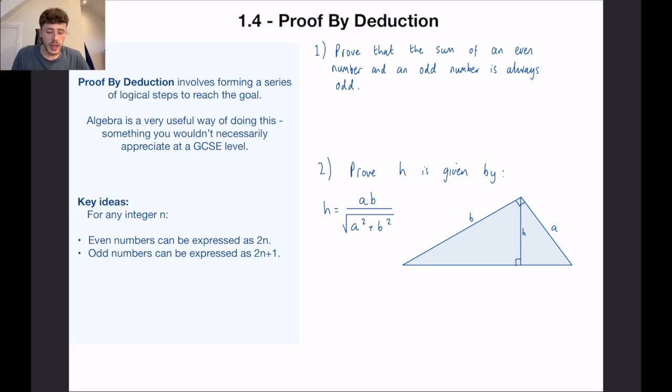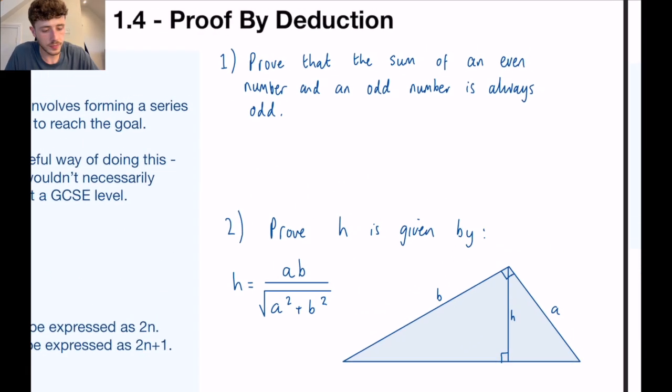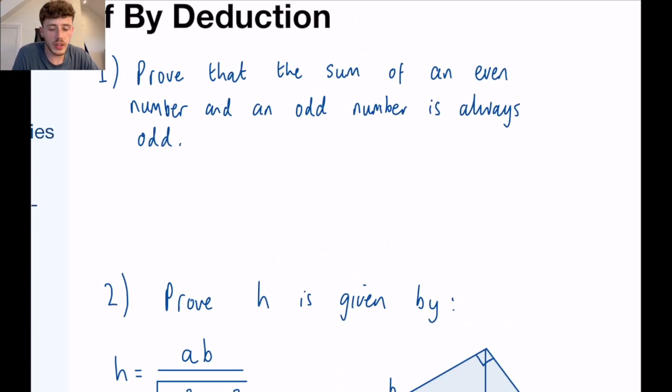For any integer n, even numbers can be expressed as 2n, and odd numbers can be expressed as 2n plus 1. For those of you that aimed for an 8 and above, you will already be aware of this. So, prove that the sum of an even number and an odd number is always odd. An even number could be something like 2n. An odd number could be something like 2n plus 1, as we just talked about.